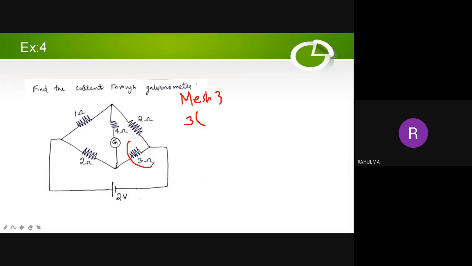Now you are analyzing this resistor. Which currents are going through that resistor? Which currents are flowing through the 3 ohm resistor?